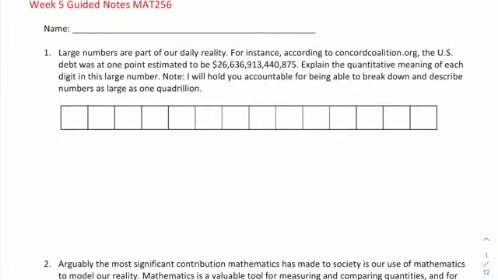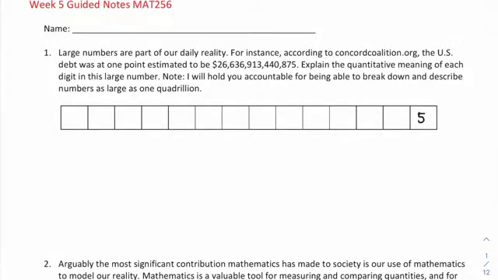Explain the quantitative meaning of each digit in this large number. And just as a side note, I will hold you accountable for being able to break down and describe numbers as large as 1 quadrillion. Let's talk about what these digits mean. I'm going to put them into this box from right to left.